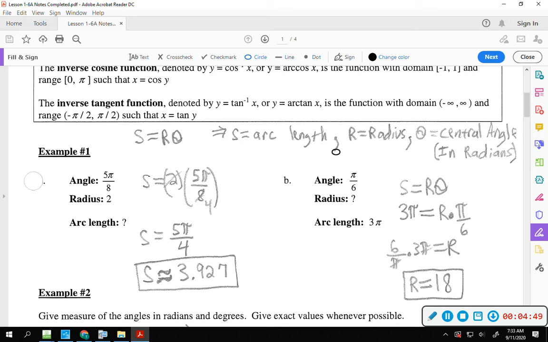And that is, how do we find the arc length? Use this little formula right here, which is probably the easiest way. The arc length is always the radius times the central angle.